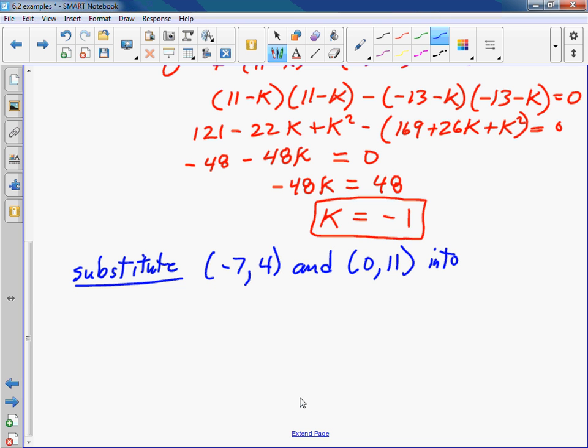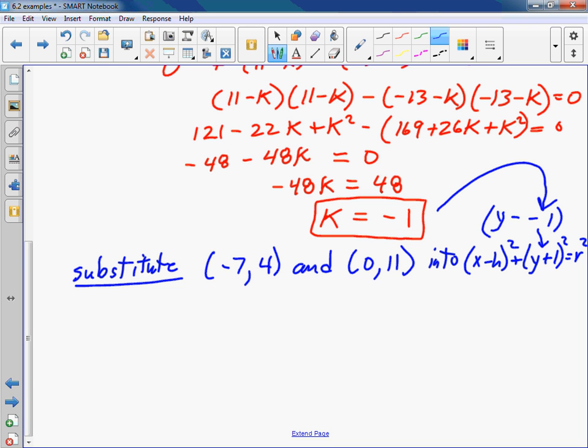Into x, what did we just find? We just found k. Okay, so we can do that. We still have x minus h squared plus y plus 1 squared equals r squared. So why is this plus 1? Because this right here is y minus negative 1, really. And that becomes y plus 1.